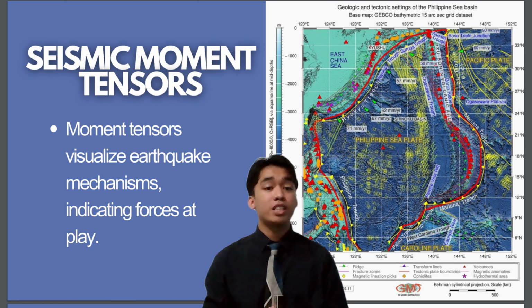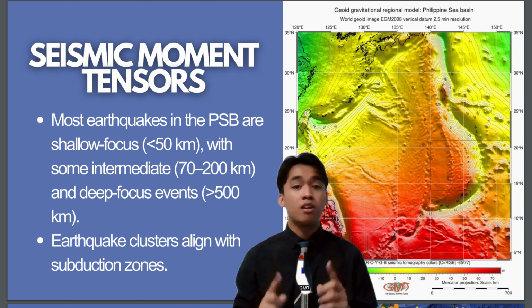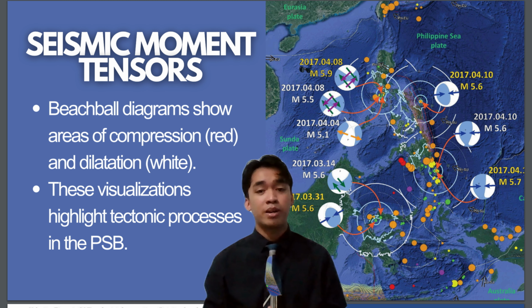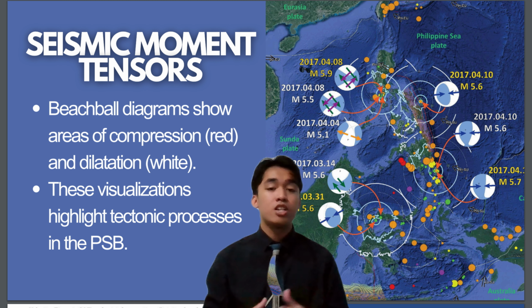One of the key findings of the study was the mapping of seismic moment tensors, which are crucial for understanding earthquake mechanisms. Moment tensors represent the forces at play during an earthquake and are essential for interpreting the tectonic processes that lead to seismic events. And using GMT, the study visualized these moment tensors in the form of beach ball diagrams. These diagrams display the focal mechanisms of earthquakes, showing areas of compression and dilatation.